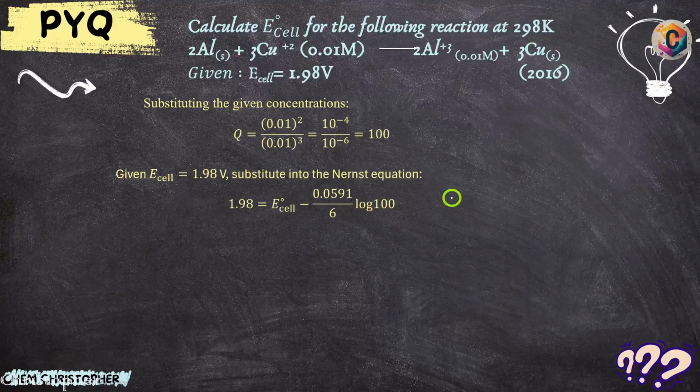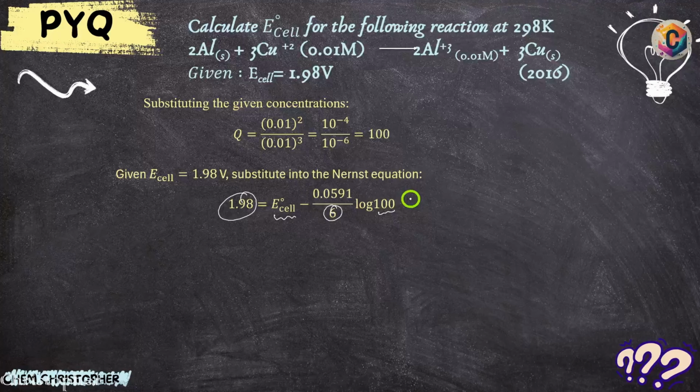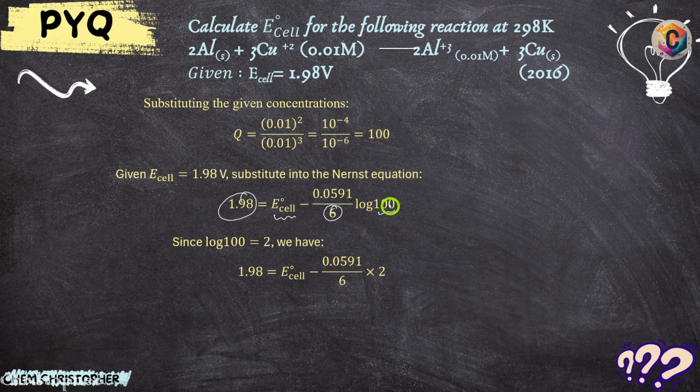So now what should I do? I have to substitute values in the Nernst equation. E cell value is 1.98. E naught cell value, you don't know. Number of electrons involved here is 6. Instead of Q, I'm going to write 100. Let's now simplify log 100.